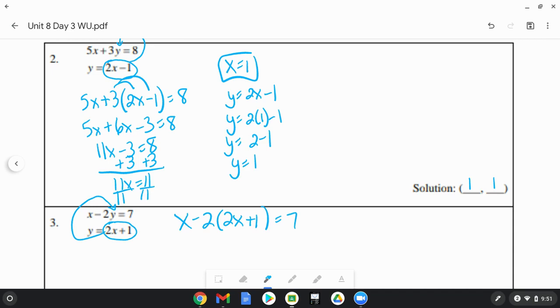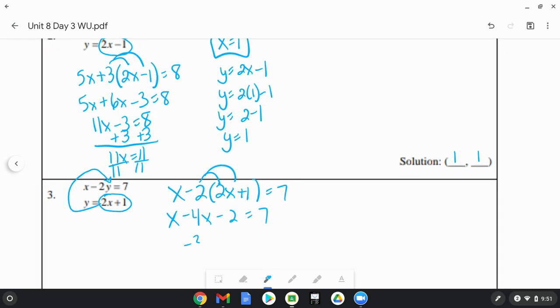So we have the whole top equation written out, but we replace the y with what it equals from the bottom, which is 2x plus 1. So we replaced it, and that's called substitution. That's why this whole strategy is called substitution. So if we distribute this negative 2 in, it'd be x minus 4x minus 2 equals 7.